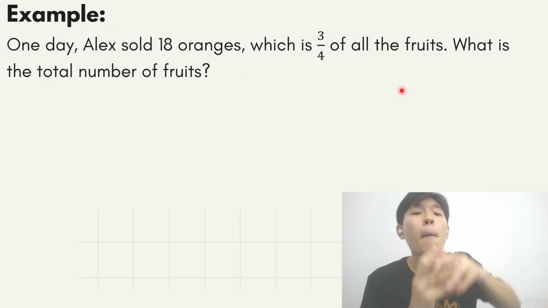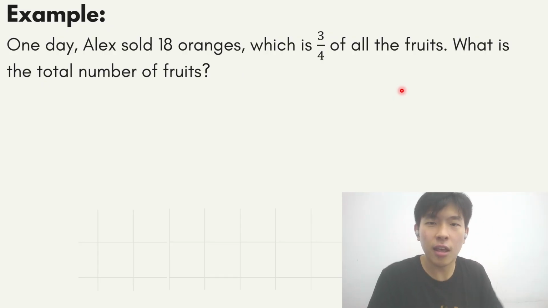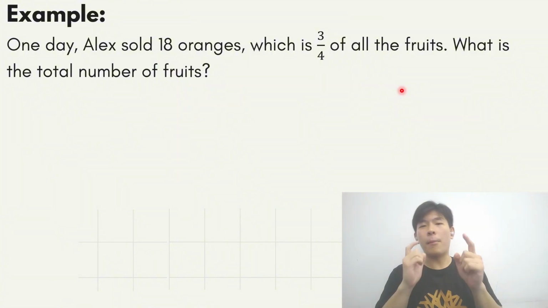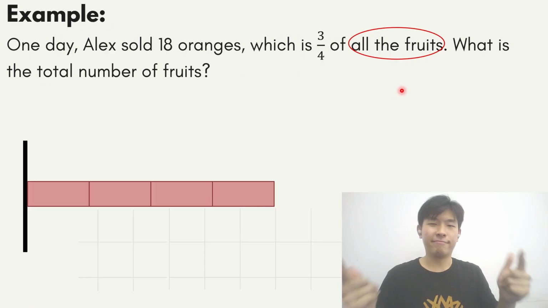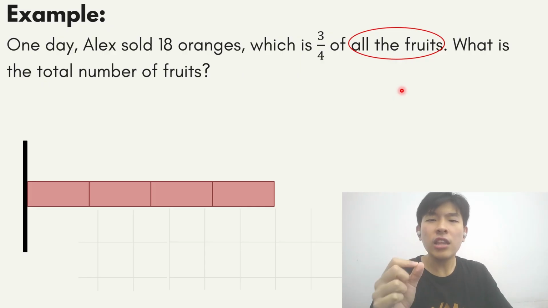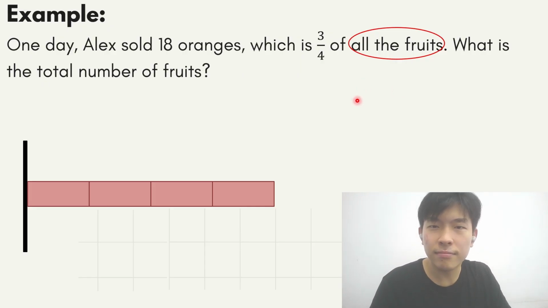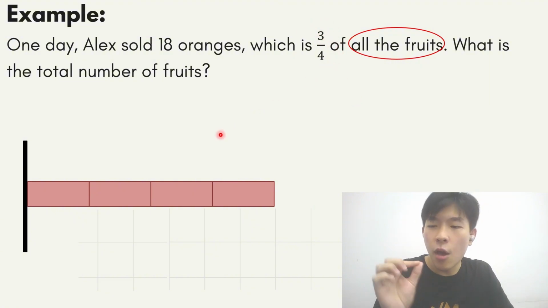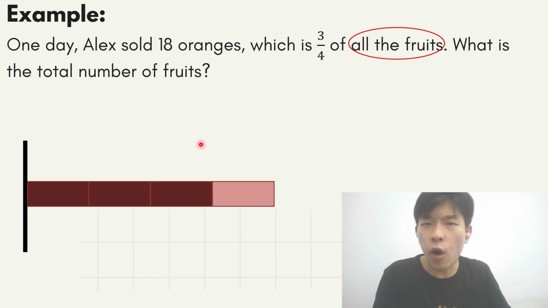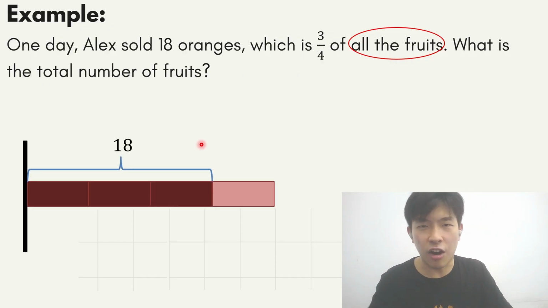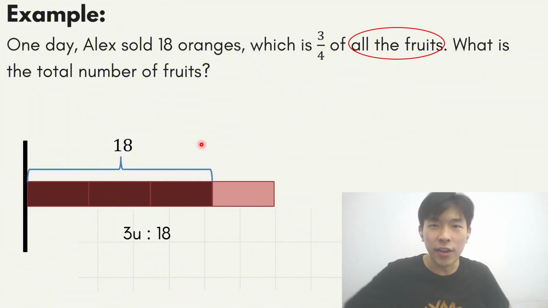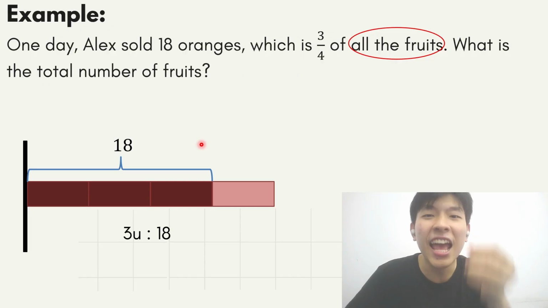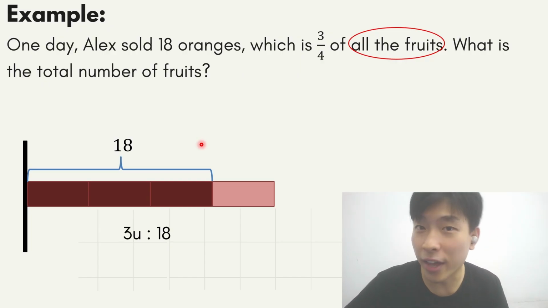18 oranges should be part of all my fruits. So I'm cutting all of my fruits into how many parts? 4 parts. Amazing. So I just need to draw 4 parts. Then the 18 oranges is how many parts? Yes, it is 3 parts here. It's 3 over 4 of all my fruits, which means that these 3 parts will be my oranges. And I know that I have 18 oranges, which means 3 units is 18. So how do I find 1 unit? Yes, just take 18 divided by 3. Very good. What do we get?